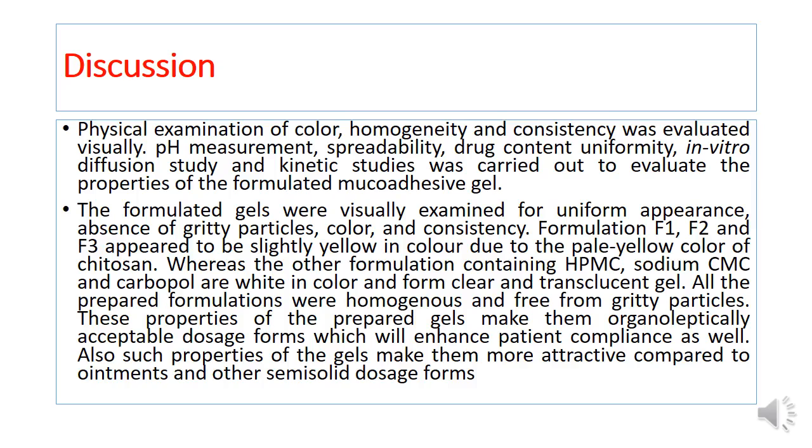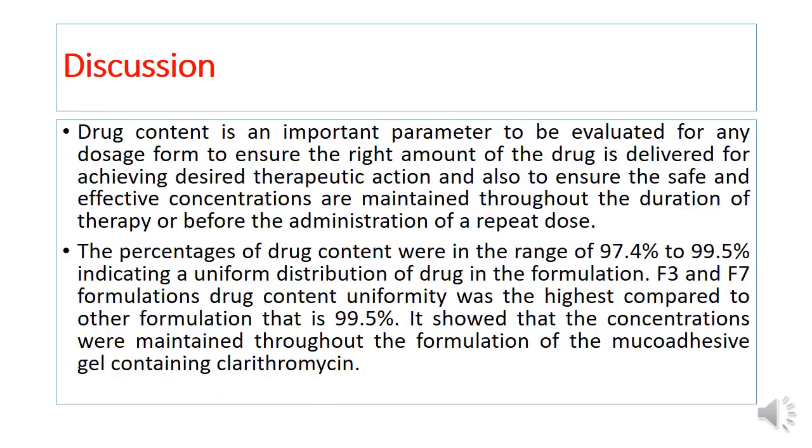The formulated gels were visually examined for uniform appearance, absence of gritty particles, color, and consistency. Formulations F1, F2, and F3 appear slightly yellow due to the pale yellow color of the chitosan, whereas the other formulations containing HPMC, sodium carboxymethyl cellulose, and carbopol are white in color and form clear and transparent gels. All the prepared formulations are homogeneous and free from gritty particles. These properties make the gels organoleptically acceptable dosage forms, which also enhances patient compliance. Also, such properties make gels more attractive compared to ointments and other semi-solids.